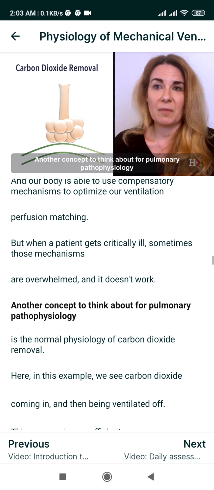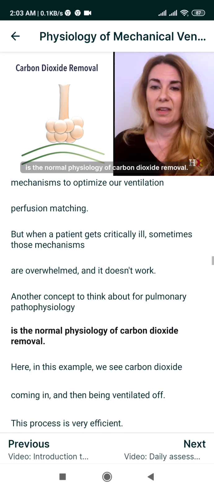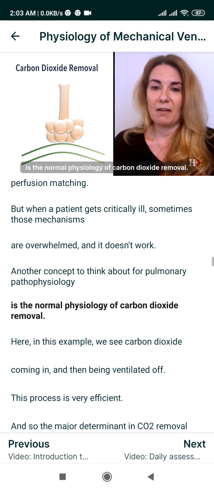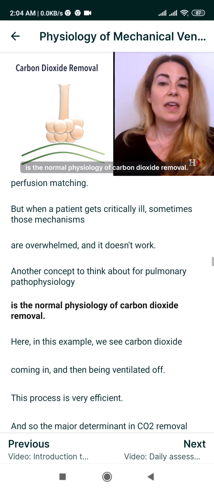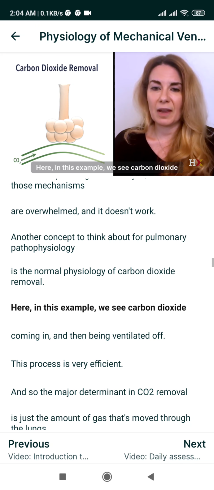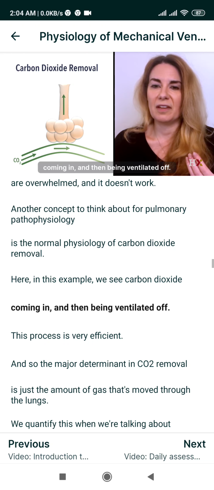Another concept to think about for pulmonary pathophysiology is the normal physiology of carbon dioxide removal. Here in this example, we see carbon dioxide coming in and then being ventilated off.